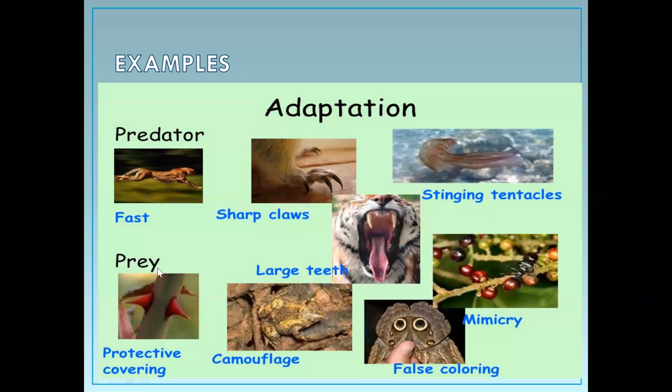Okay, and what are the adaptations of prey? Means prey are those animals which are being hunted by the other predators. So this is the protective covering, maybe camouflage. False coloring means here we cannot identify whether it is a plant or an animal. Okay, mimicry, you can see that over here there is an ant, but its shape and this part are very similar to each other, so we cannot identify or locate the animal sitting over here.